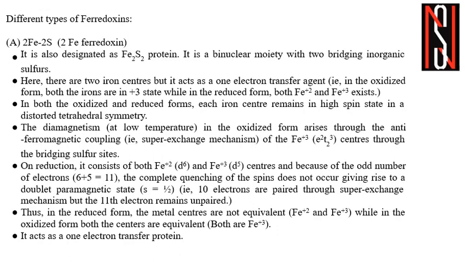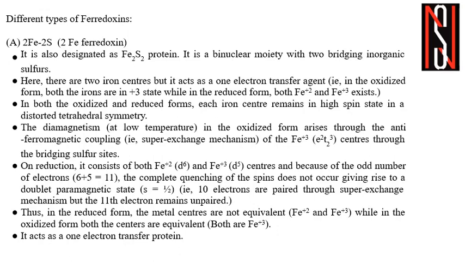So in the oxidized form, both the iron atoms are in the +3 oxidation state, whereas in the reduced form both the iron atoms cannot be in the +2 oxidation state. One is in the +2 oxidation state and the other is in the +3 oxidation state, in order to follow the one electron transfer process, or to maintain it as a one electron transfer agent.